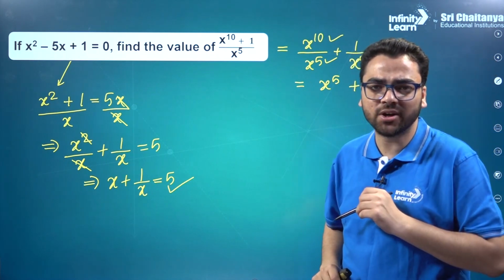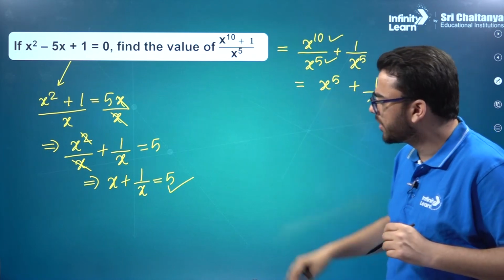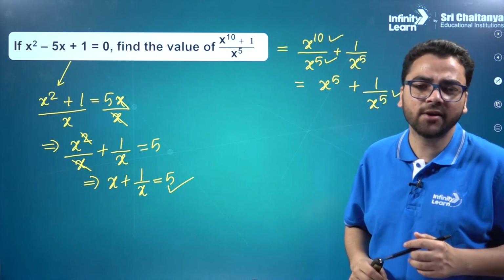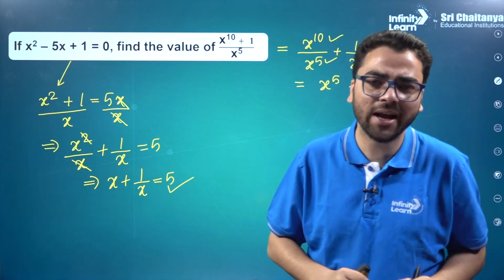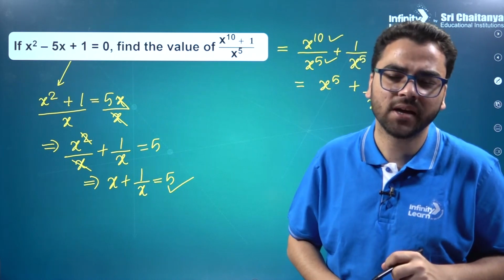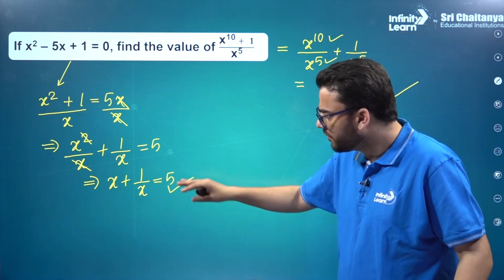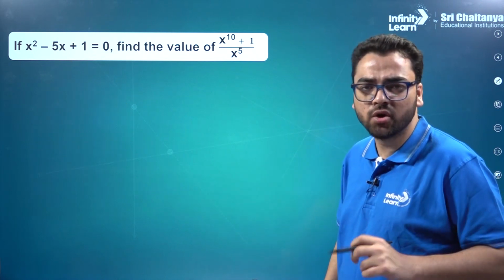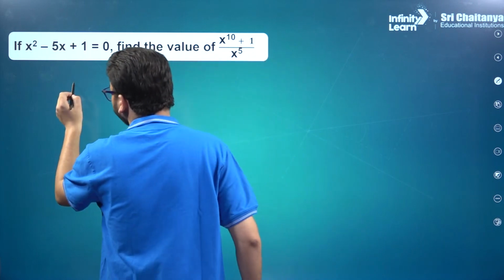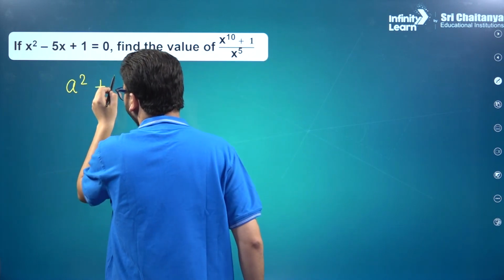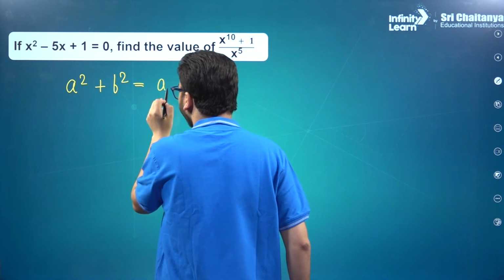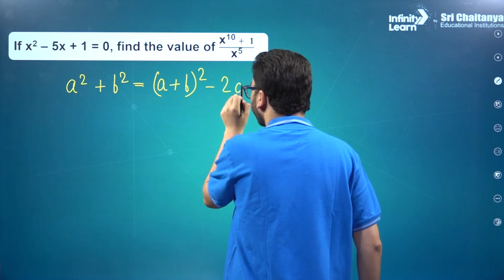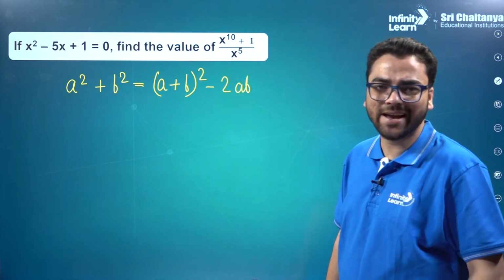Now see that very patiently. You can't directly find this thing, but you know the value of x plus 1 by x over here. So can we find the value of x square plus 1 by x square and x cube plus 1 by x cube first? x square plus 1 by x square. We know the value of this thing, x plus 1 by x. Now you see over here, do you know or remember this identity? a square plus b square can be written as (a plus b) the whole square minus 2ab. You can very well remember this identity, right?